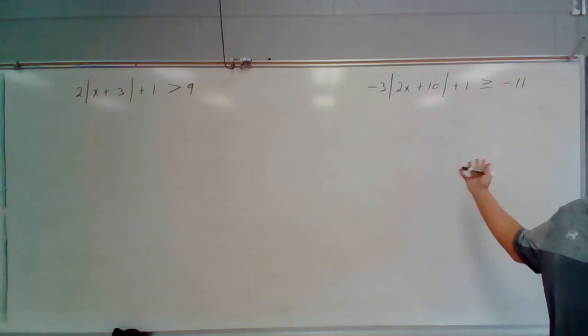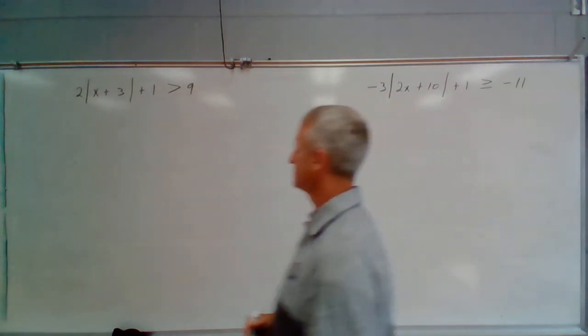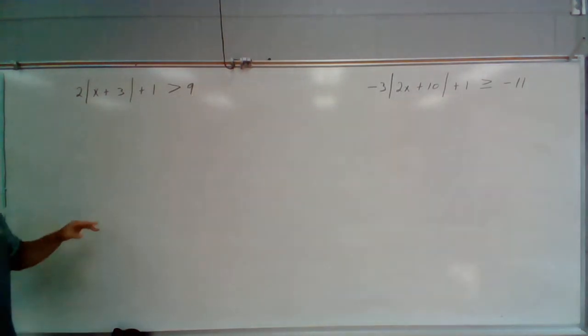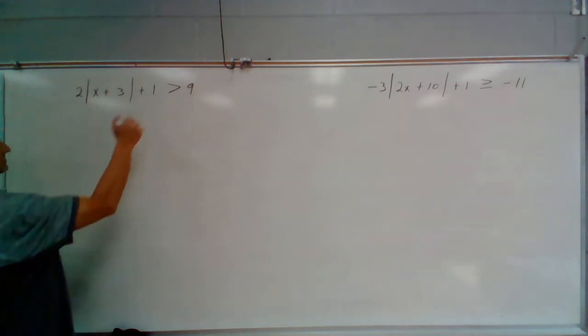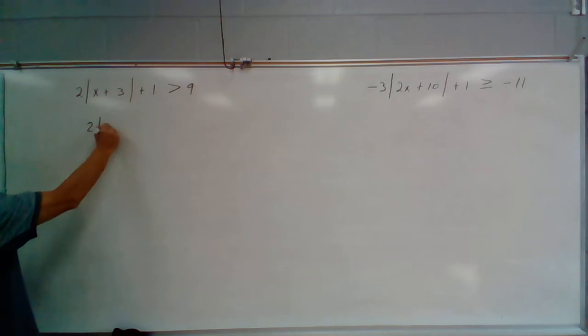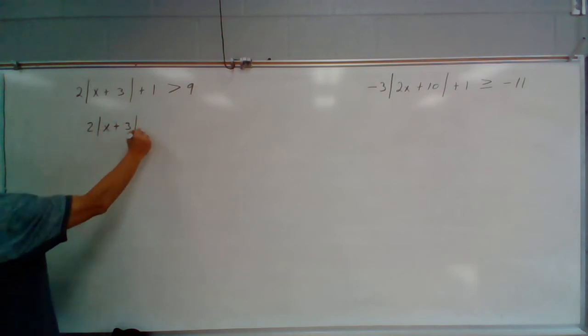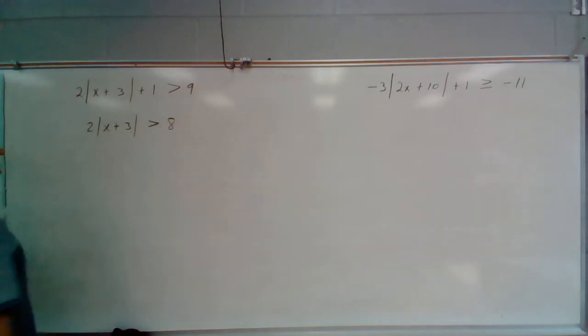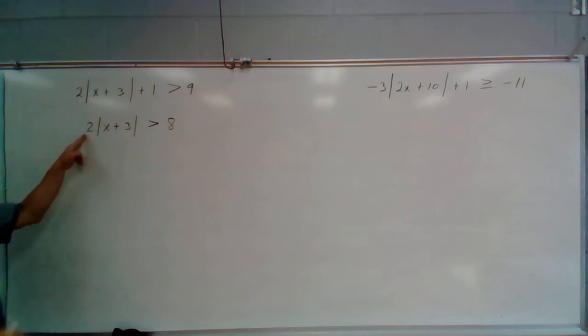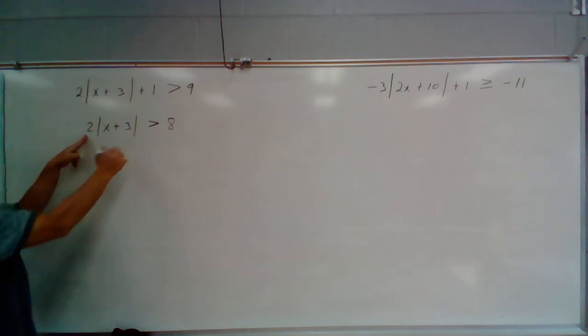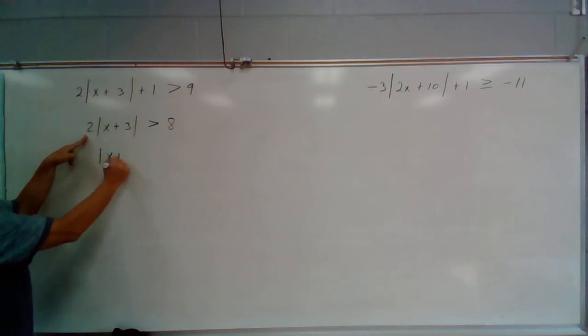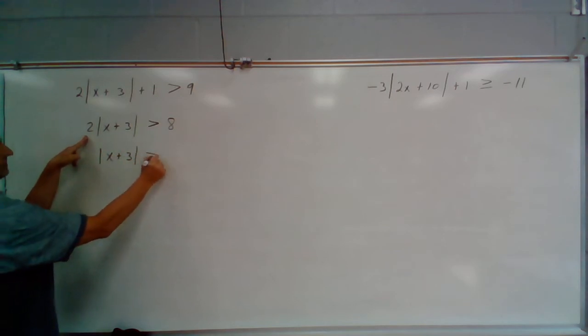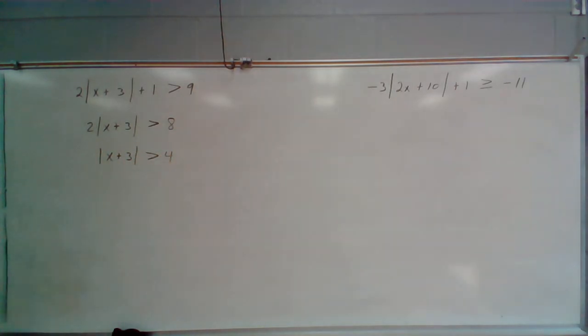All right, here's two fun inequalities to solve. So let's give them a whirl. Okay, again, our strategy is to isolate the absolute value. So I'm going to subtract 1 from both sides. Going to divide both sides by 2. 2 is positive, so I don't have to change the way that points. I have absolute value of x plus 3 is greater than 4.